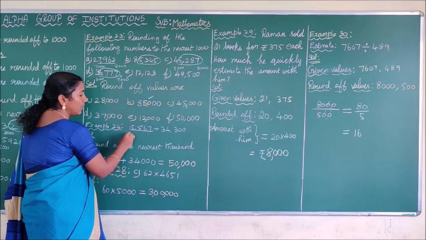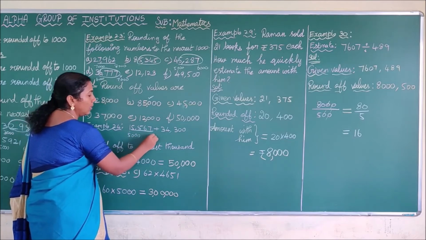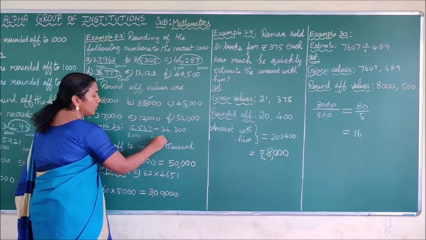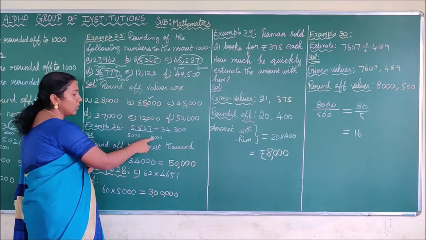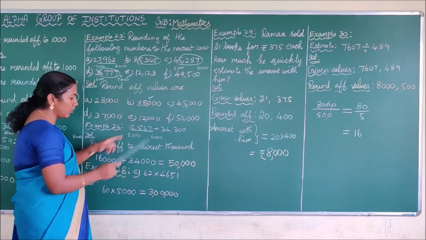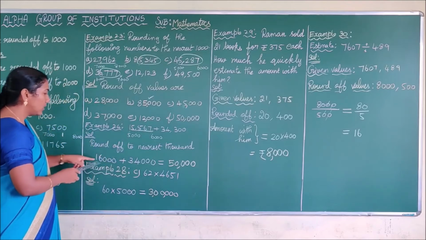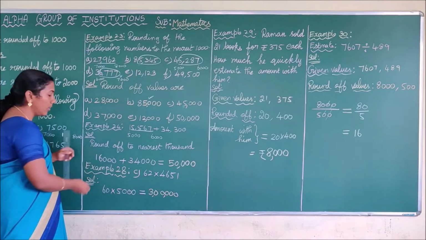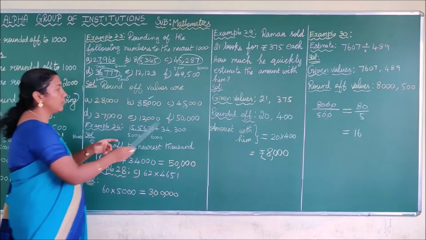5,567 lies between 5,000 and 6,000. So it is very closer to 6,000. So here you have to round up this value to 6,000. Thus you have 16,000. It's clear, children? Next see the next number.